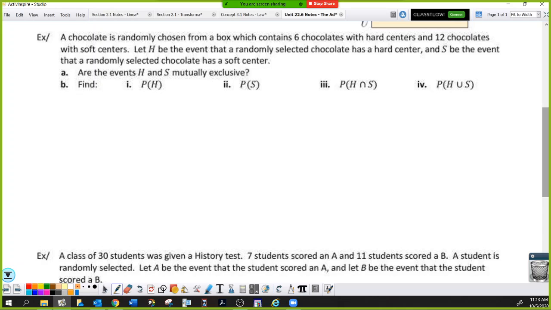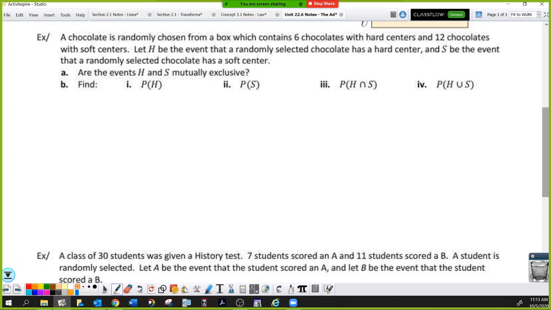Here we got a box of chocolates. Life is like a box of chocolates. A chocolate is randomly selected from a box which contains 6 chocolates with hard centers and 12 chocolates with soft centers. Let H be the event that a randomly selected chocolate has a hard center, and S be the event that a randomly selected chocolate has a soft center.